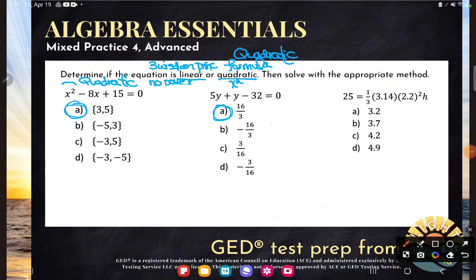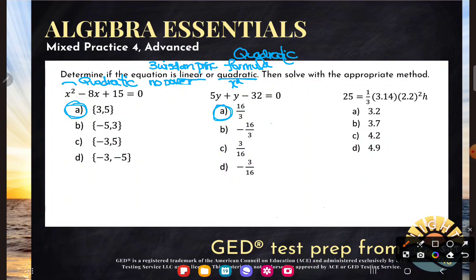Final example, 25 is equal to 1/3 times 3.14 times 2.2 squared times h. Okay, good question. Is this linear or is this quadratic? Well, we've seen a lot of stuff like this in geometry where it didn't really matter if it was linear or quadratic because in geometry there's only ever one answer. The positive answer, we don't need the negative answer. So it didn't really apply to us, but still, I still want to run this test on it, whether it was linear or quadratic.